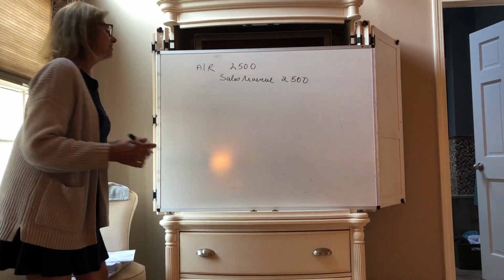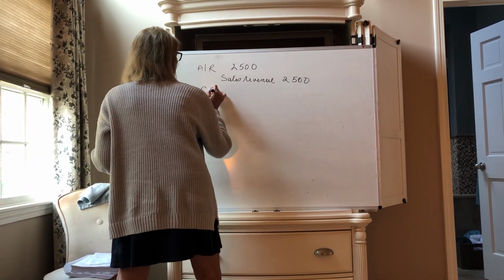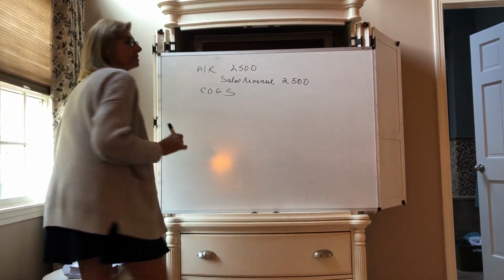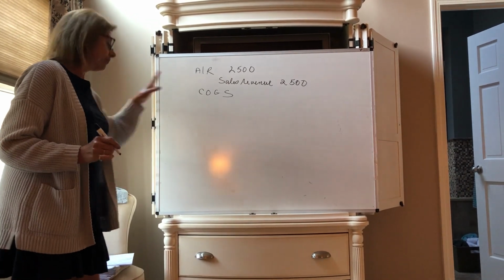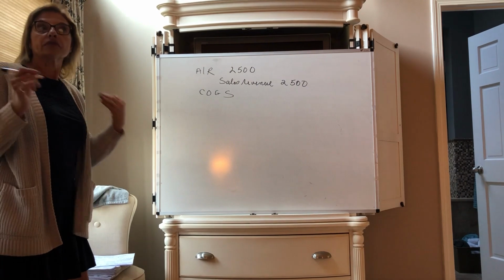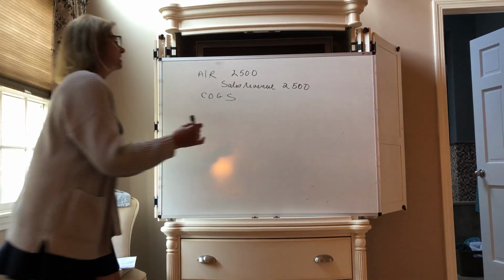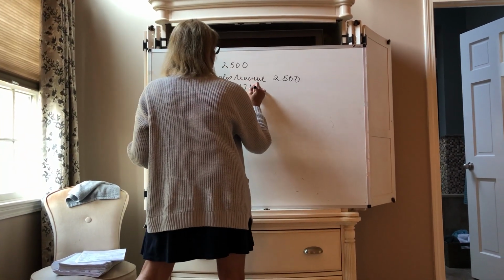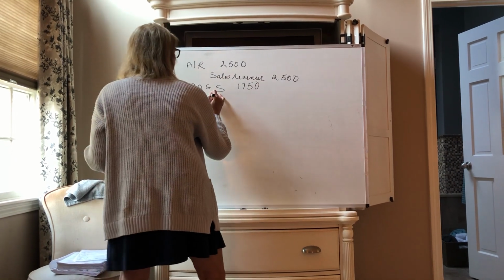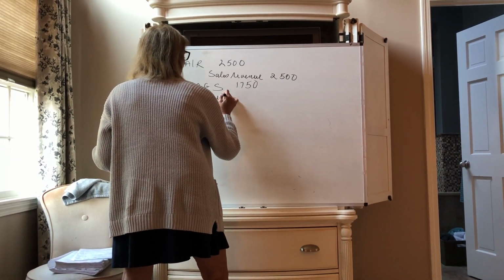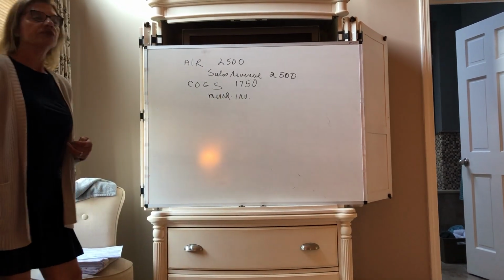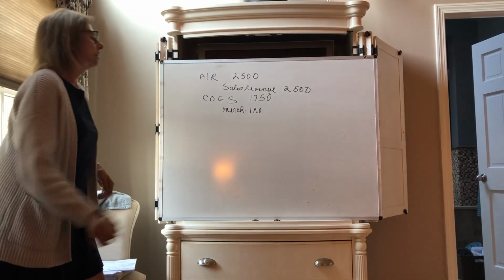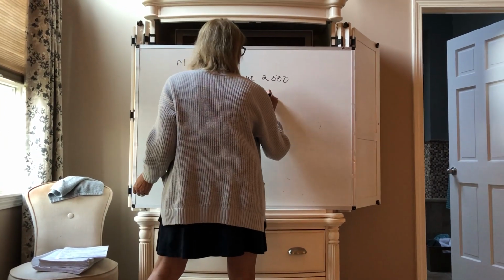So the second of the double entries, I always abbreviate cost of goods sold as COGS. This is always the second entry. Whatever you paid for it, they paid $350. So 350 times 5 is $1,750. And then we're going to credit the inventory. I'm going to abbreviate it merchandise inventory because it's so long to write. This is right in the book and right on your slide.